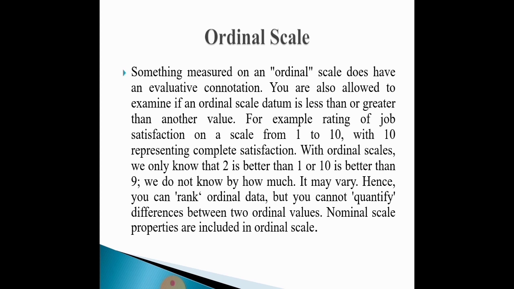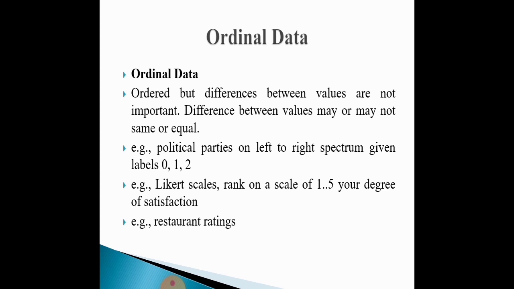Nominal scale properties are included in ordinal scale. Ordinal data are ordered, but differences between values are not important. Difference between values may or may not be equal. Example, political parties on left to right spectrum given labels 0, 1, 2. Example, Likert scales rank on the scale of 1 to 5 your degree of satisfaction. Example, restaurant rating.